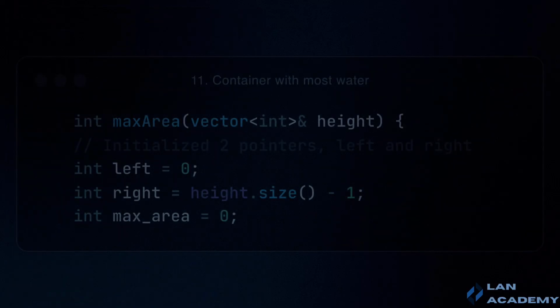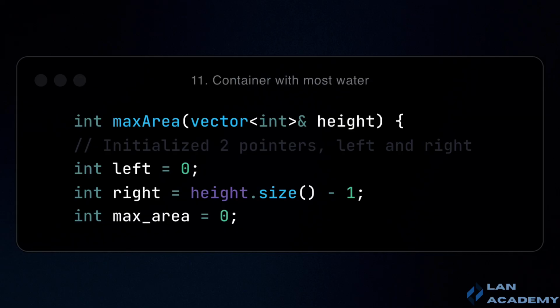Now, in order to use this technique, I first need to initialize two pointers. In my case, I declared one at the beginning, which I called left, and one at the end of the array that I called right. In this step, I will also declare the variable that will hold my final answer, max area. This variable is an integer that will store the maximum area encountered during the iteration. My ultimate goal is to maximize the area between the lines pointed to by the two pointers.